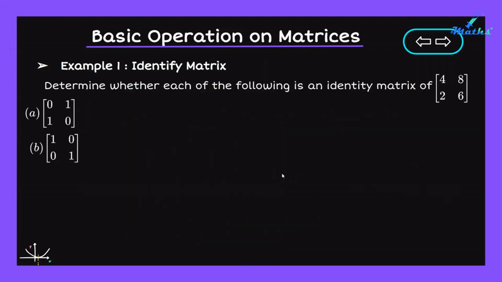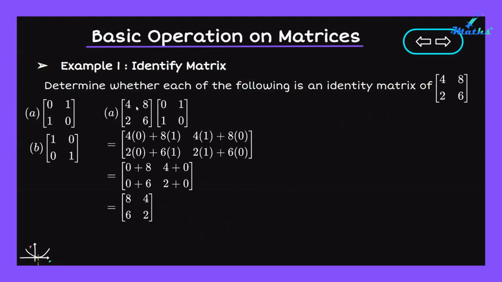So let's go through some examples. Determine whether each of the following is an identity matrix, for this matrix 4, 8, 2, 6. So there are 2 candidate identity matrices. We just multiply together. This is 2 times 2 and 2 times 2, so in the end you get a 2 times 2 matrix as the answer.